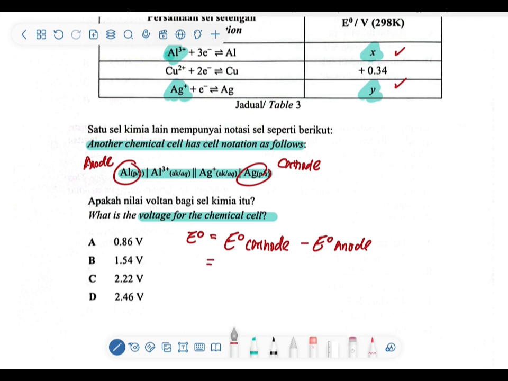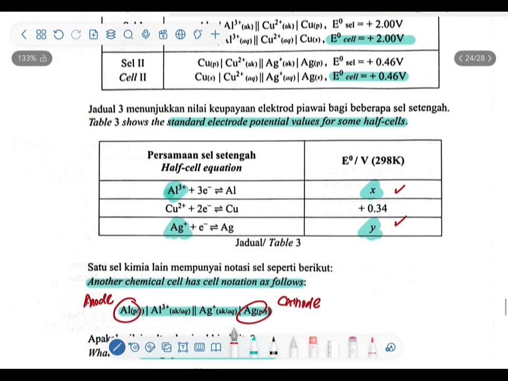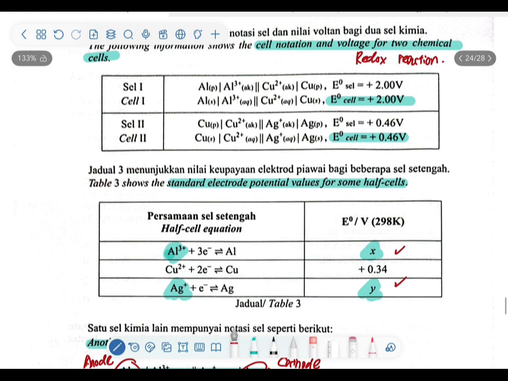So it will be equal to the E-value of silver minus the E-value of aluminum. In an easy way, it is just Y minus X. So we are going to find the values for X and Y, and then we will get the answer.